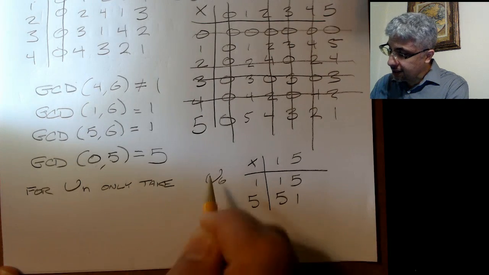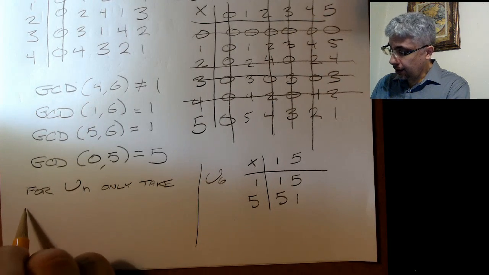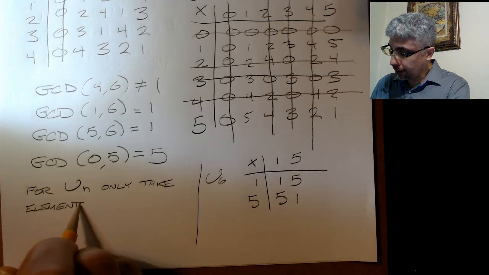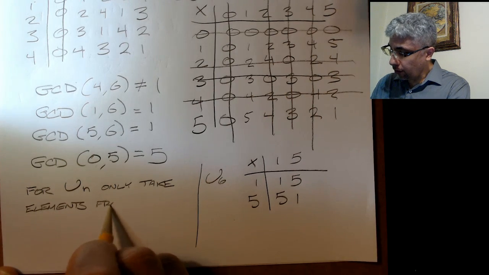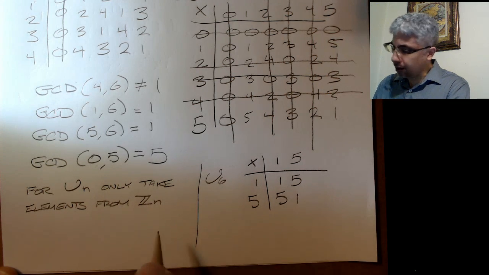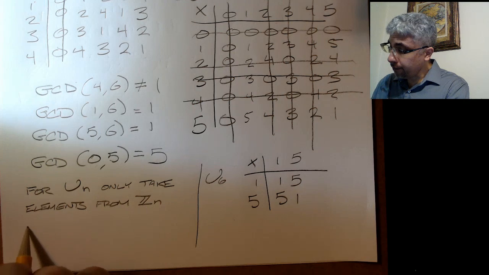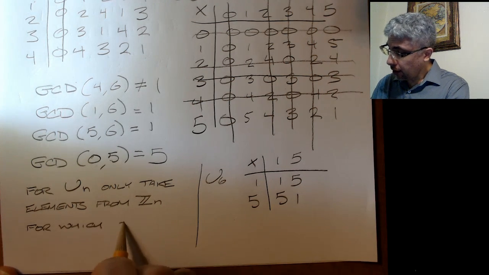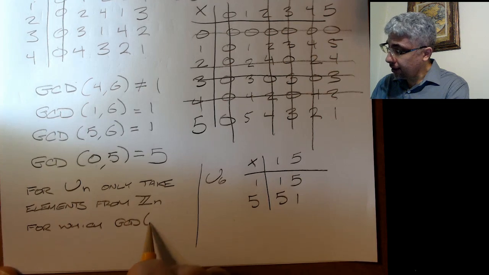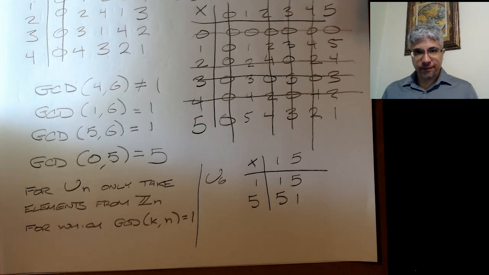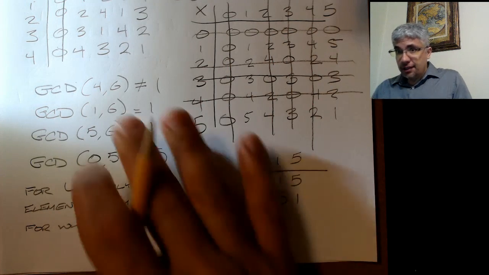We only take elements. I mean, we're still going to be taking the elements from Zn, right? Because we're doing modular arithmetic, for which they are relatively prime, meaning the GCD of K and N is 1. So that's a rule that we can use in general.